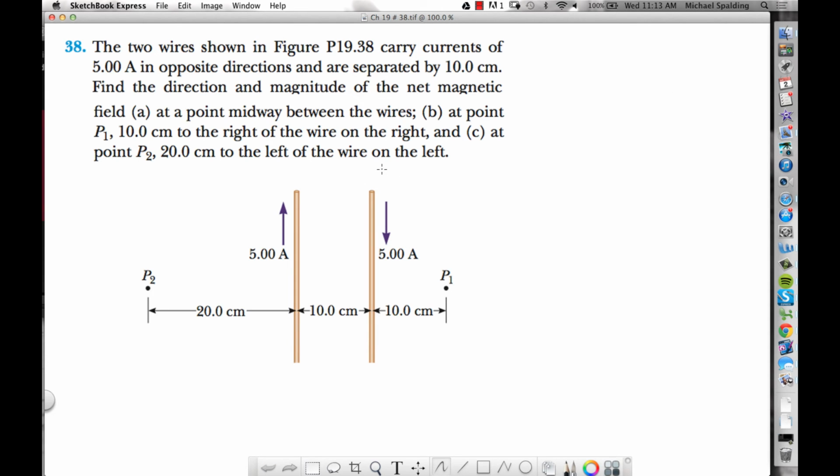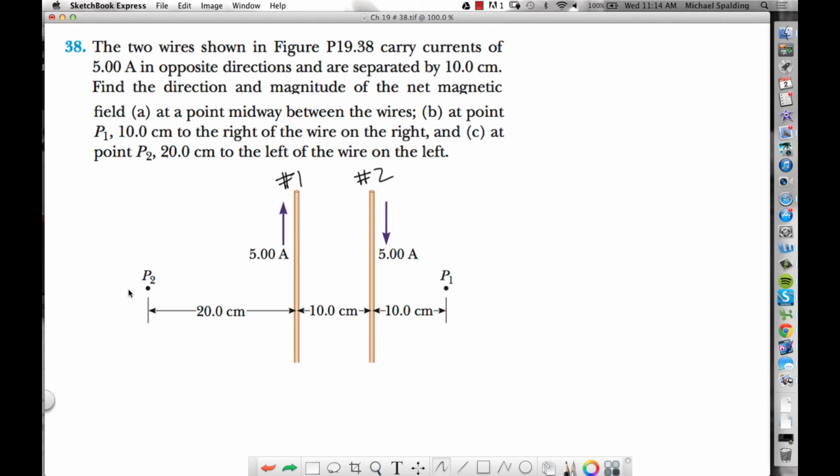In this problem, we have two wires that are carrying current, and let's number the wires so we can talk about it. Let's say that this is wire number 1, and then this is wire number 2. Now what the problem wants us to do is calculate the total magnetic field at the midpoint between the wires, which is right there, and then we're going to go over here to this point and calculate the total magnetic field, and then we're going to go to this point and calculate the total magnetic field. All right, so how do you go about doing a problem like this?